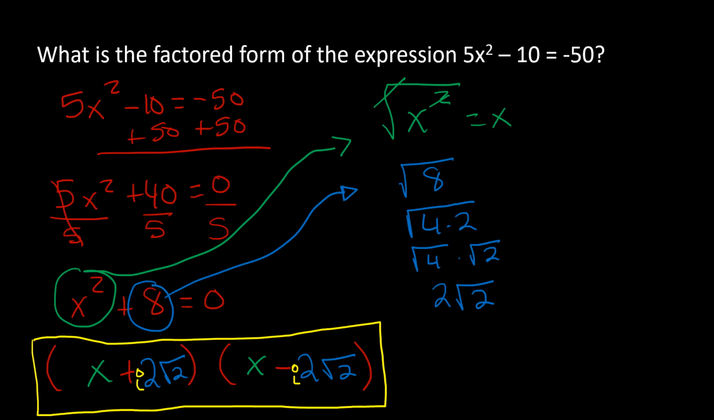Okay, so again, we got x plus i, 2 square root of 2, times x minus i, 2 square root of 2.